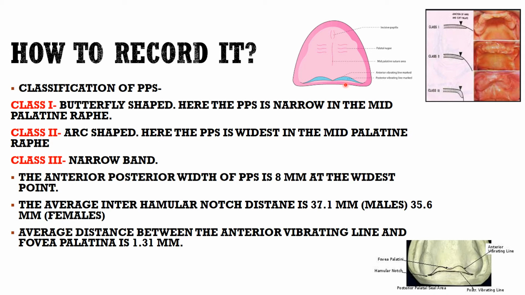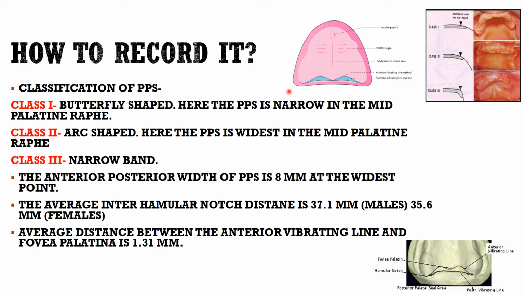This is a value given by Silverman when he recorded PPS on around 80 to 90 patients, and this was the average value that came out. So the anterior posterior width of the PPS is 8 mm. Then the distance between the hamular notches is 37.1 mm in males and 35.6 mm in females.